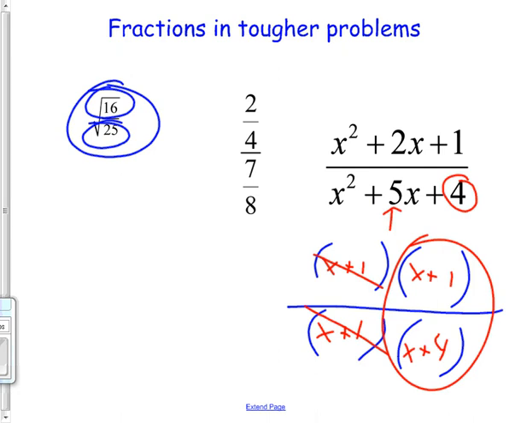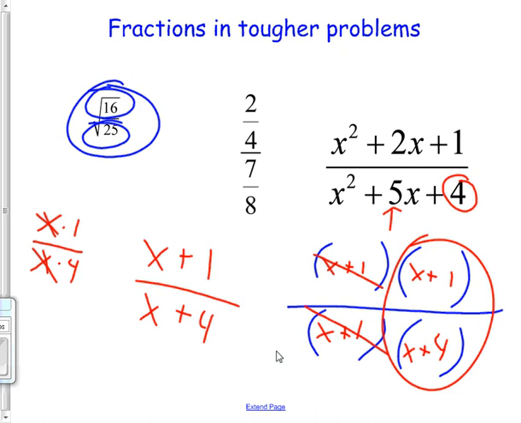Now, I know some people think, can't I cancel the x's there? Nope, you can't. So that's it. Why can't you cancel those x's? Because it's not a multiply problem. If it was x times 1 over x times 4, you would cancel those x's. But it's a plus, so you can't.